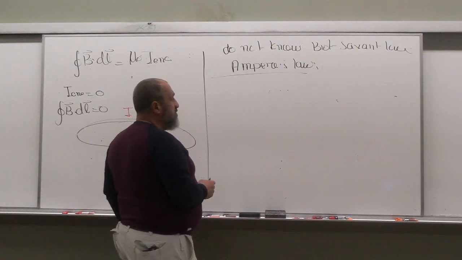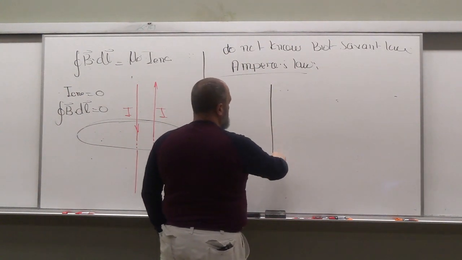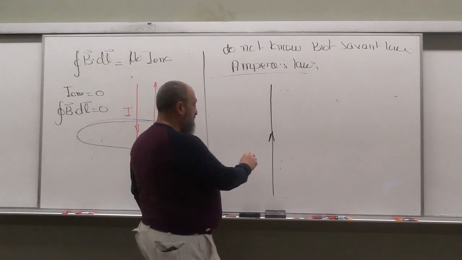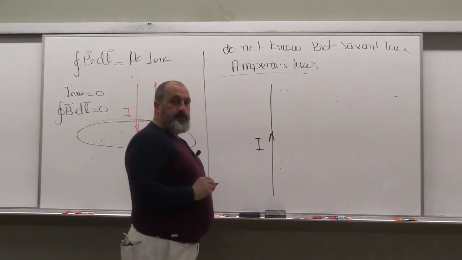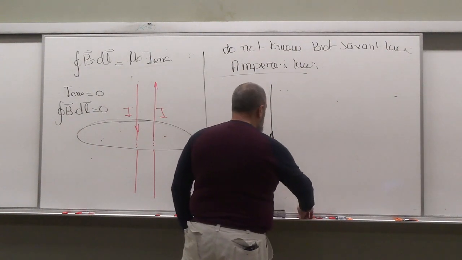So let's say that we do not know the Biot-Savart law. We have a current I flowing in a long conductor, and we'd like to use Ampere's law to calculate the field, the distance r away from this current.